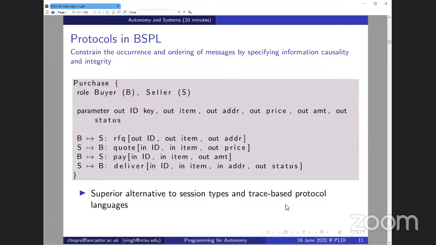And then there are alternative approaches, which we'll also discuss, called session types. This is quite popular in the programming languages community recently, but we noticed that it has some major limitations. And there's also another, maybe older, approach called trace-based protocol languages, which have also gained some attention recently. These are also limited in terms of how they handle interaction.